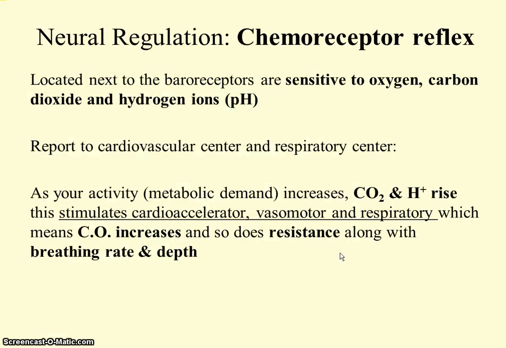The chemoreceptor reflex is not stretched. This is actually sensors that are going to be responsive to the level of oxygen in your blood gases, right? Level of oxygen, carbon dioxide, and the concentration or amount of hydrogen ions in the blood, and specifically the plasma here, which is directly related to the pH. So as hydrogen ions increase, the pH decreases.